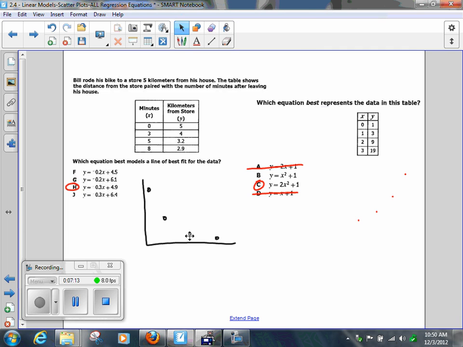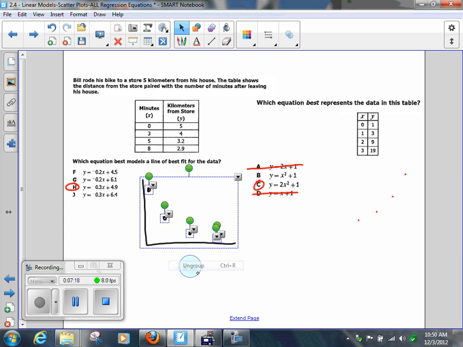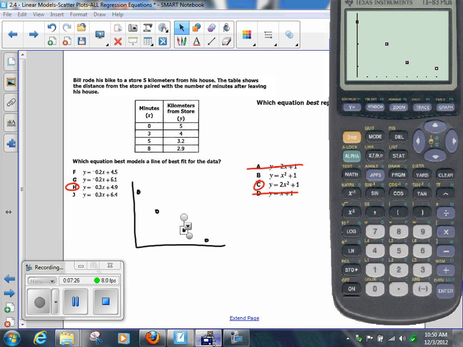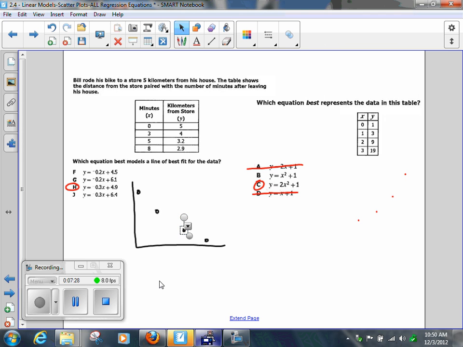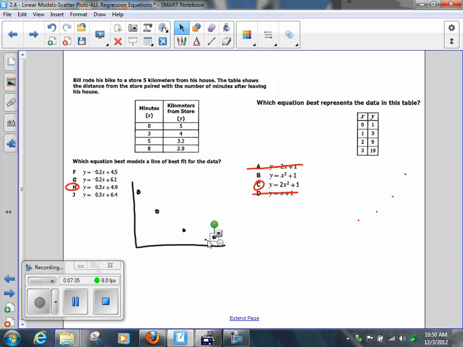Let me move that. Let me ungroup. Time out just a second. Let me look at it again. Does it look kind of like that? It's kind of out here. All right, but you can tell, hey, there are no parabolas, so let's check this out.